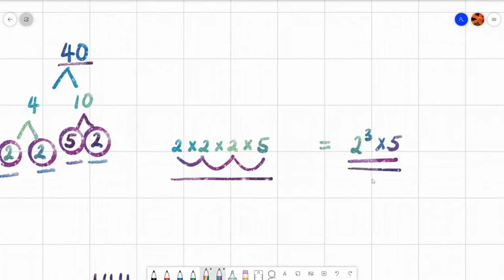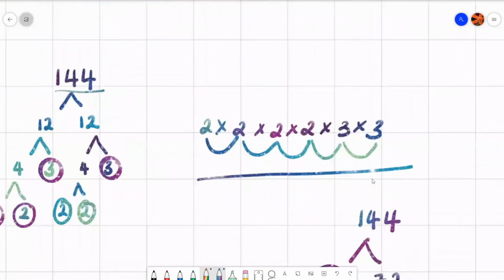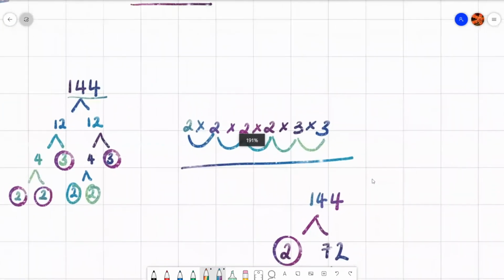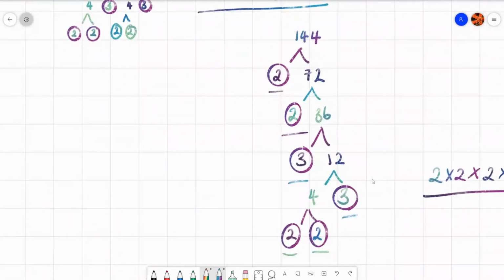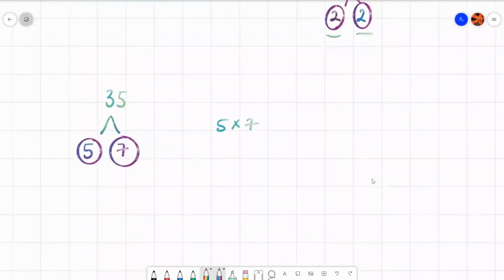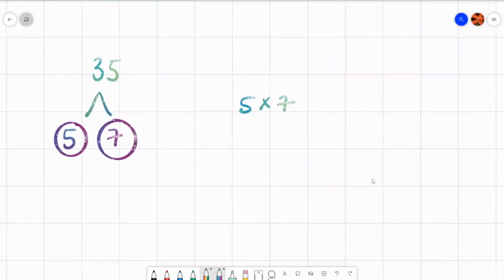Let's do it for the next one, 144. Again, when we did 144, we ended up with this. If I was to write this in index form, it would be 2 to the power of 4, because you times 2 by itself 4 times, times 3 squared, because you times 3 by itself twice. And then obviously this last example that we did, which was 5 times 7, we can't write that in index form because it's just 5 times 7.